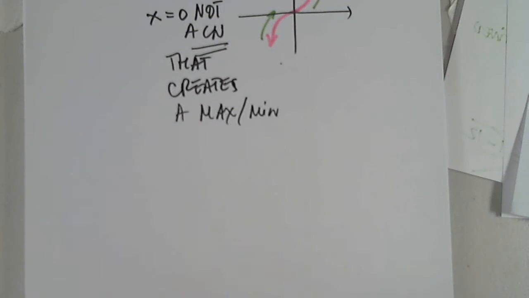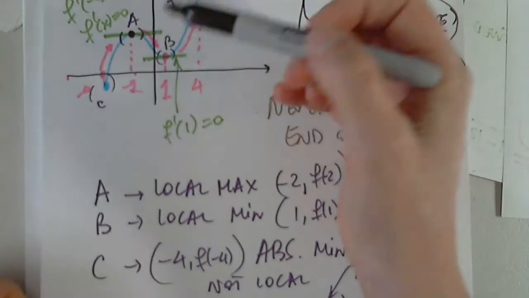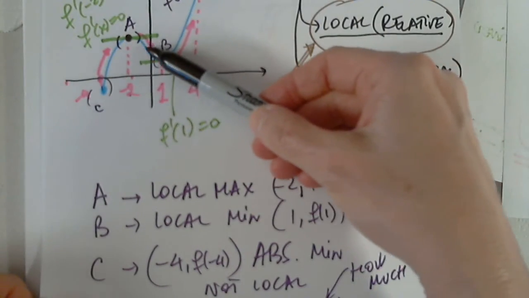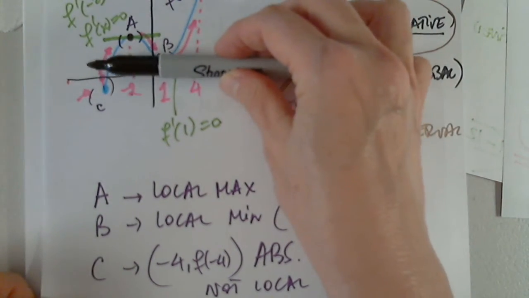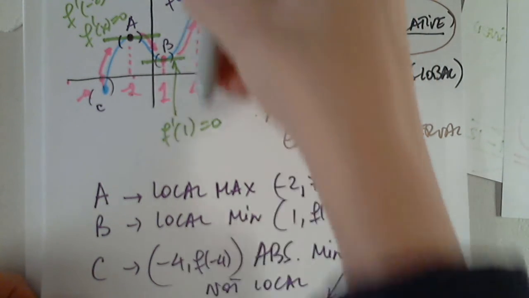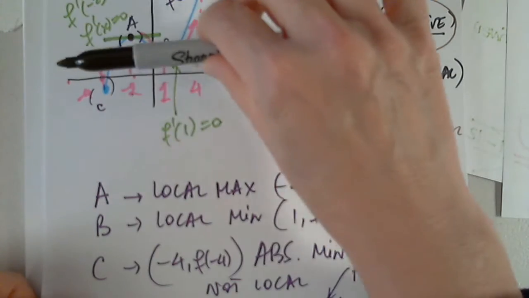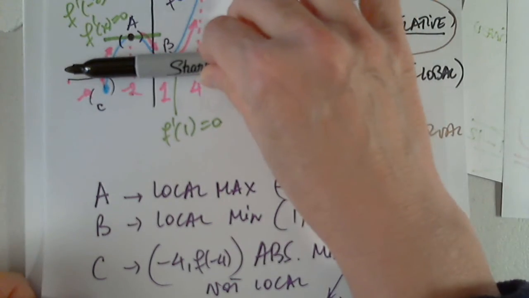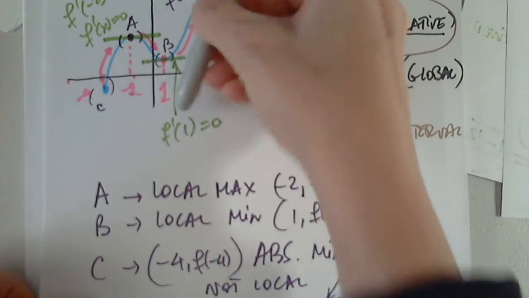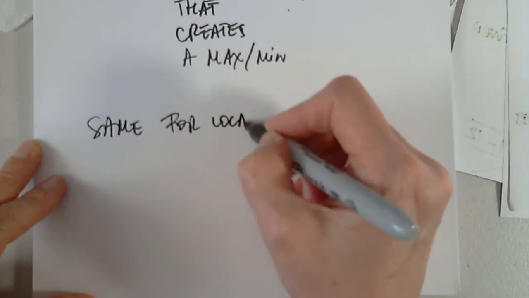with a minimum. It's just that the sign is different. So let's talk about the sign for a minimum. The derivative must be negative first, 0 or undefined, and then positive for that point to be a minimum. Derivative negative, then 0 or undefined, and then positive. So same for local min.